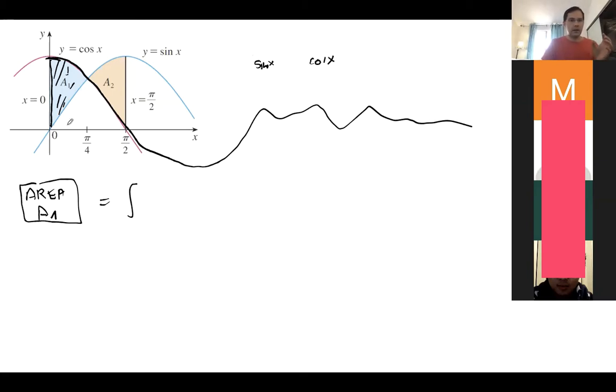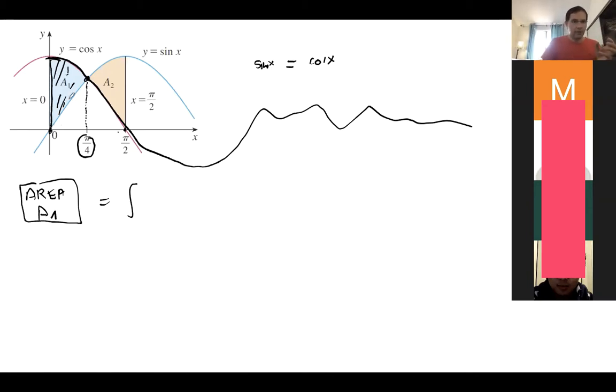Let's say we are considering x's between 0 and pi over 2 only. The question is, for what value of x are those two functions equal? But we know that this point is pi over 4, because at this point, those two functions are exactly equal.